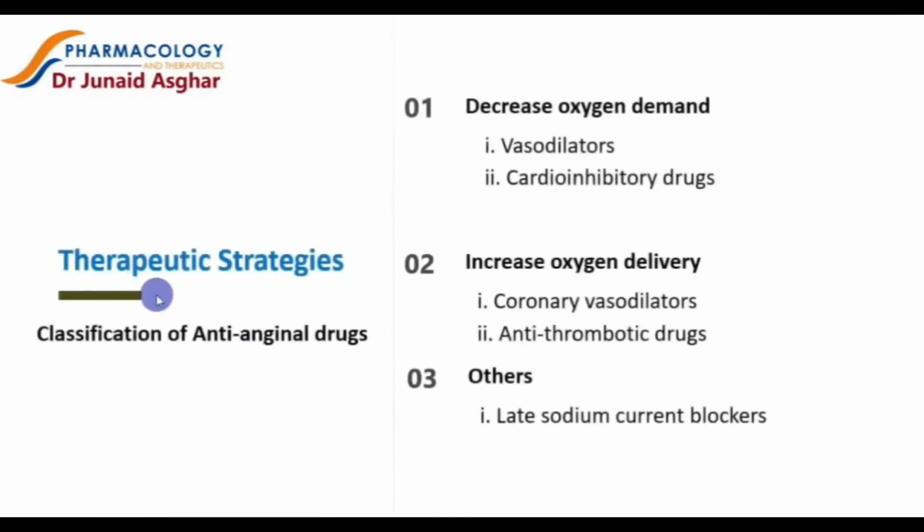Now let's come to the point. What are the different therapeutic strategies of angina, or the classification of different anti-anginal drugs? Now we have three categories: first, the drugs which decrease oxygen demand, which include vasodilators and cardio-inhibitory drugs. Second, the drugs which increase oxygen delivery, and they include the coronary vasodilators and antithrombotic drugs. And third, others, which include late sodium current blockers.